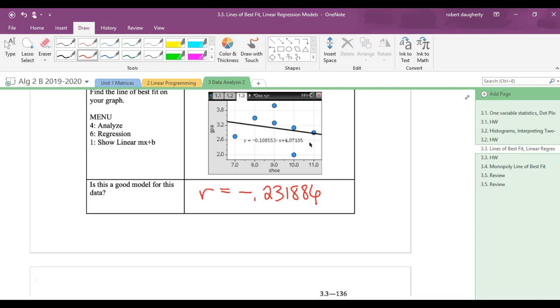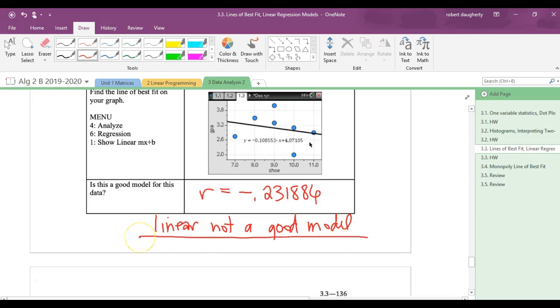So the linear model is not a good model here. That's how I quantify it, because the R value is so low. But when you look at this, you can tell that the data really doesn't line up well to a linear model. Okay.